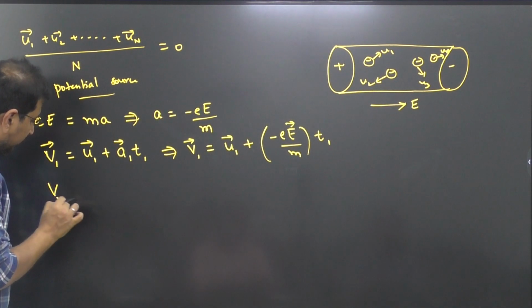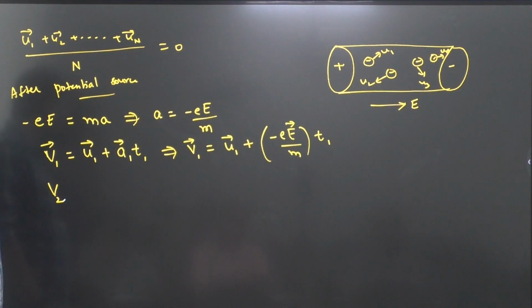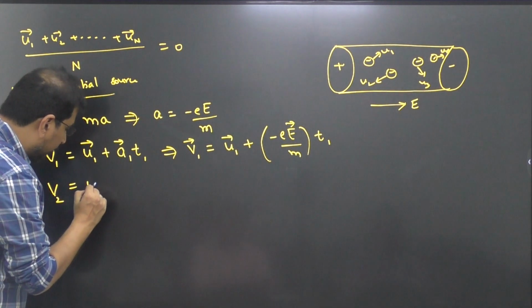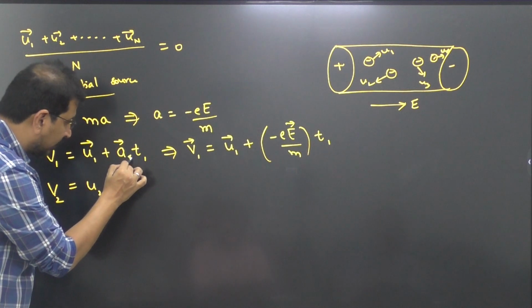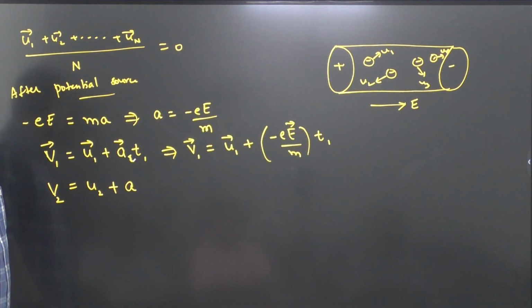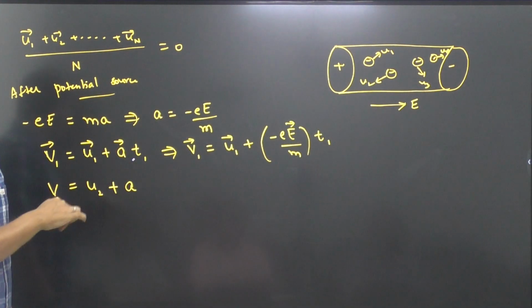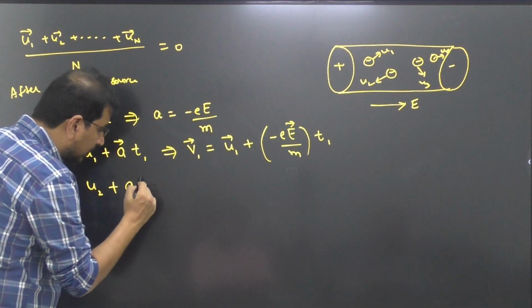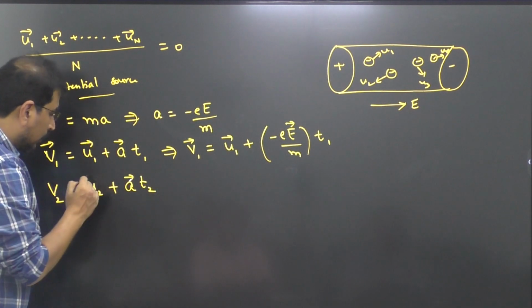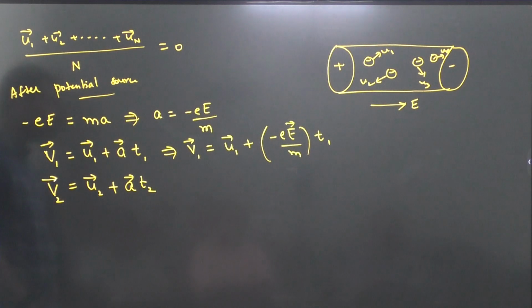Similarly, if I take the second particle, it is going to be V2. So V2 will be equal to U2 plus, I'm not writing A2. So I'll strike off this A1 also. It is not there. You will ensure that you should not write it. Okay, I've removed it. U2 plus A into T2. So if I write them in the vector form, it is going to be something like this.